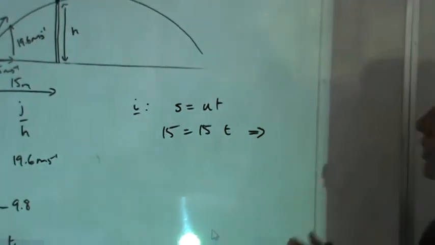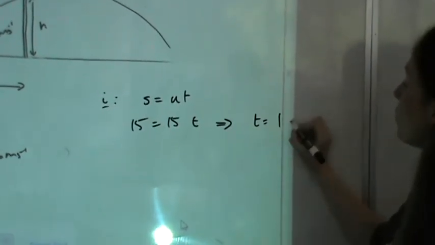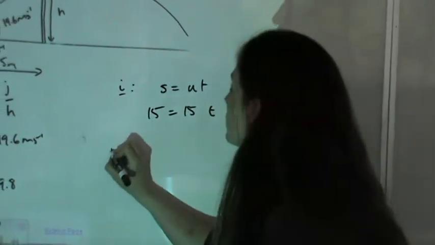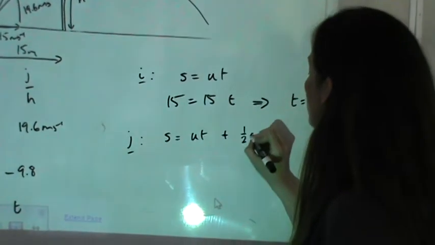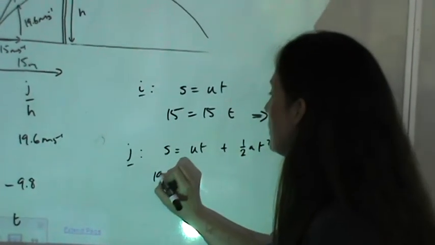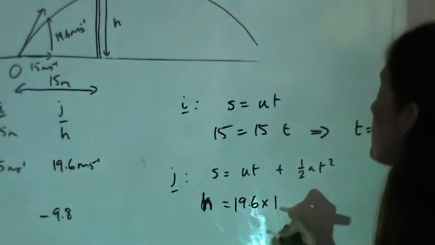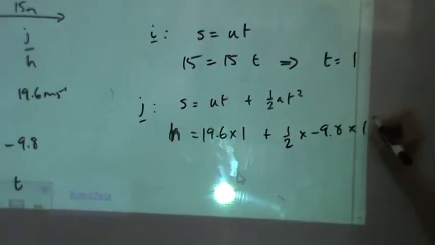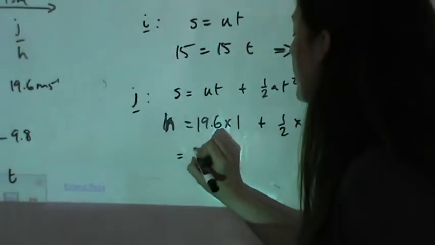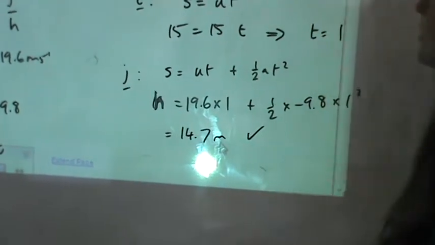Okay, well that's really helpful because it now tells us what our time is going to be. So it's going to pass the wall at 1 second. Okay, we can use that to help us in the next equation. So we put our numbers in. h, which is what we're interested in, is 19.6 times 1 plus a half times minus 9.8 times 1 squared. Okay, and that gives us 14.7 metres, which is what we're required to get. Okay, so that was quite nice.